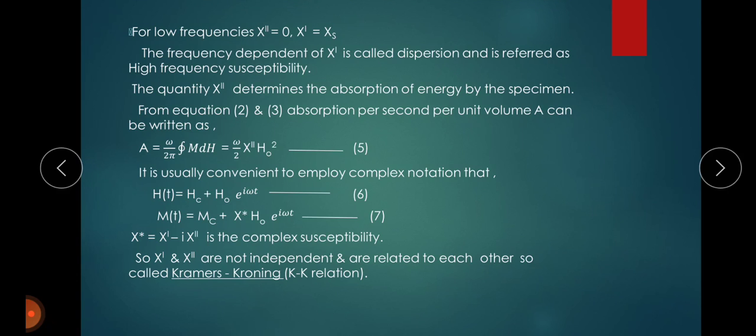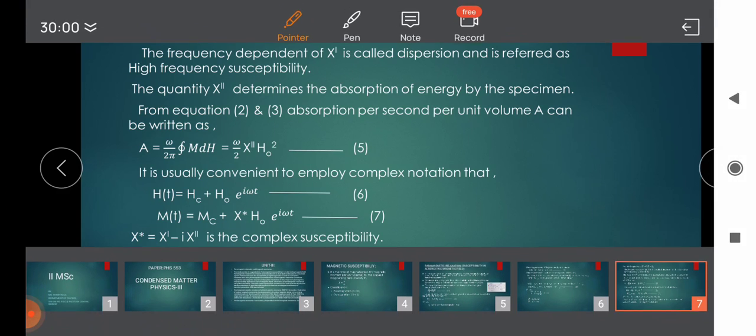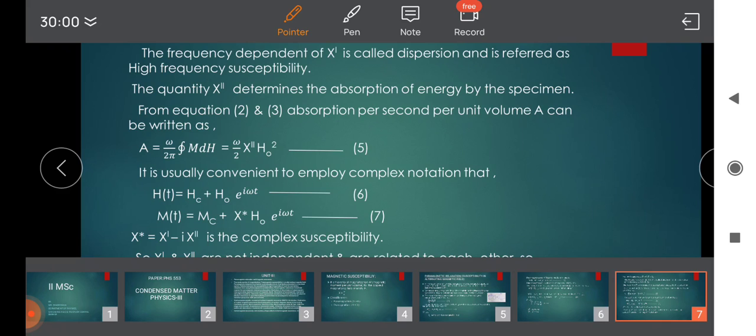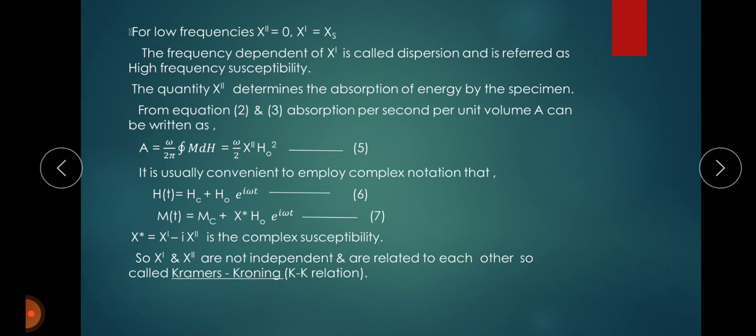The frequency dependence of χ' is called dispersion and is referred to as high frequency susceptibility. Next, the quantity χ'' determines the absorption of energy by the specimen. Here χ'' is used to determine the absorption of energy by the specimen.